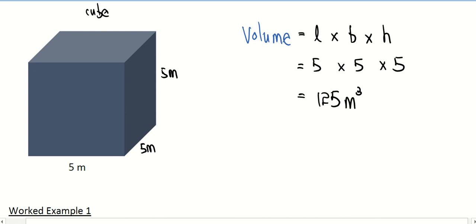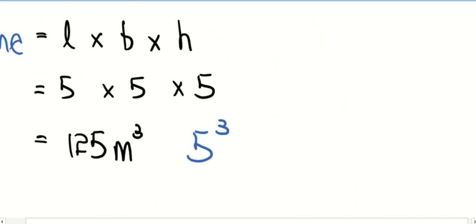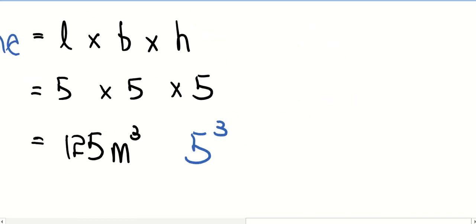What is another way to write 5 times 5 times 5? Very good. 5 to the power of 3. Because the number base 5 repeated 3 times. So I'm going to write down 5 to the power of 3. So this is another way to represent it. Okay? Let's recap. 5 to the power of 3.